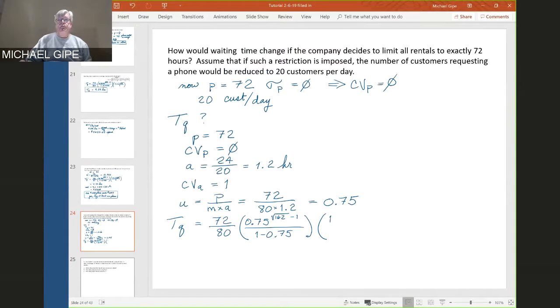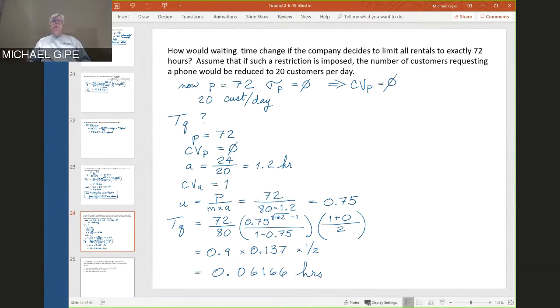Here's the big change. That big factor now is 1/2. So we got 0.9 times 0.137 times 1/2. The queue time is now 0.06166 hours. Much, much less than the 10 hours we started with.